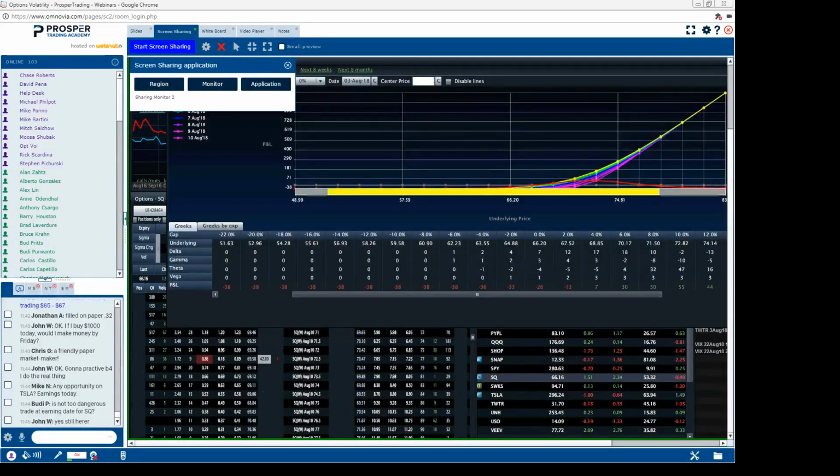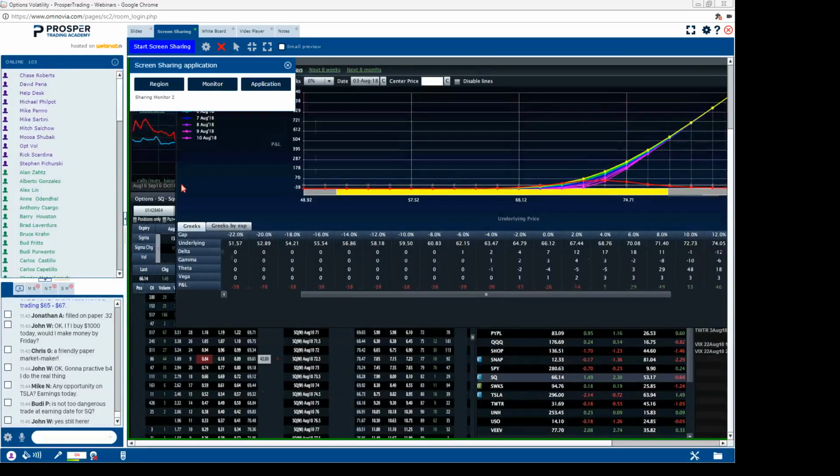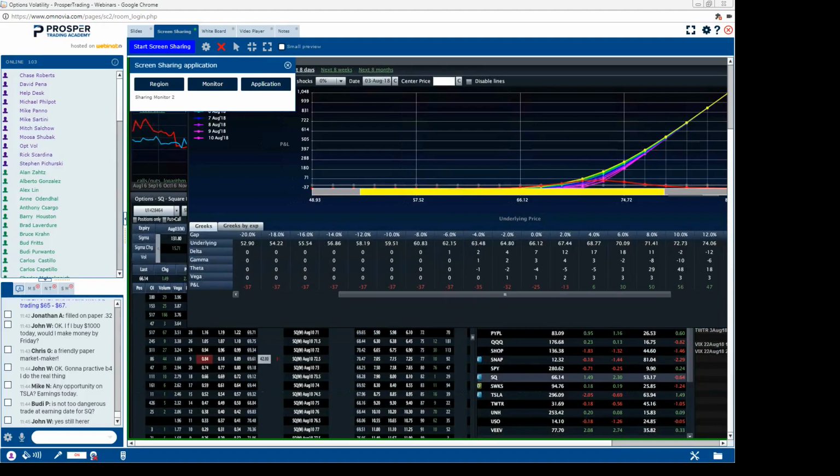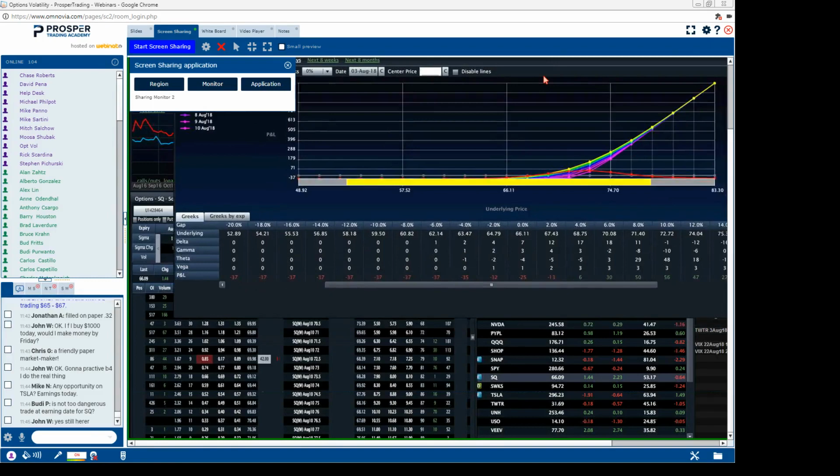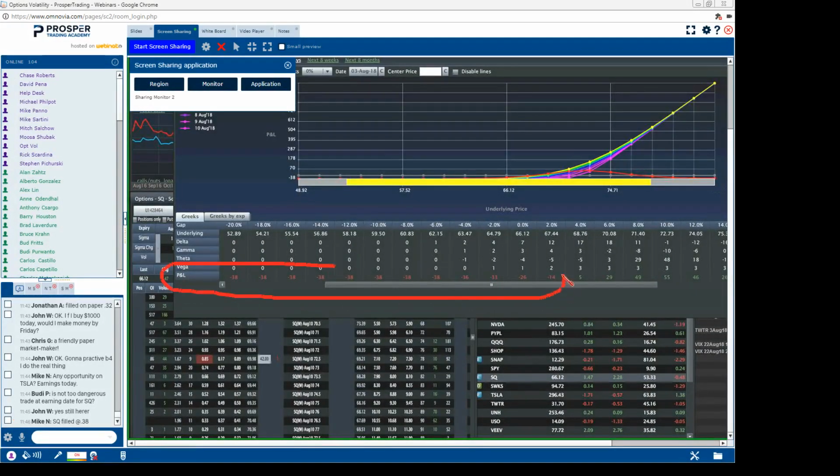Okay, so what we see on the board here is a risk chart of the signal that we just put out, trying to buy the August 3rd, August 10th, 72.5 strike call calendar in SQ. We're trying to buy that for 38 cents. Because this is an upside call calendar, we're not going to make money if the stock goes down, which you can see here. At the very bottom, this line down here is projected P&L.